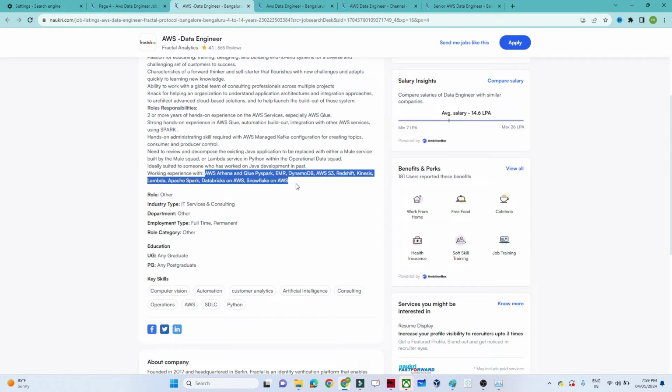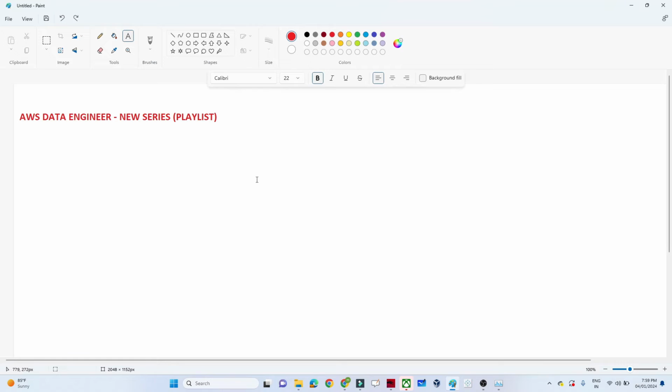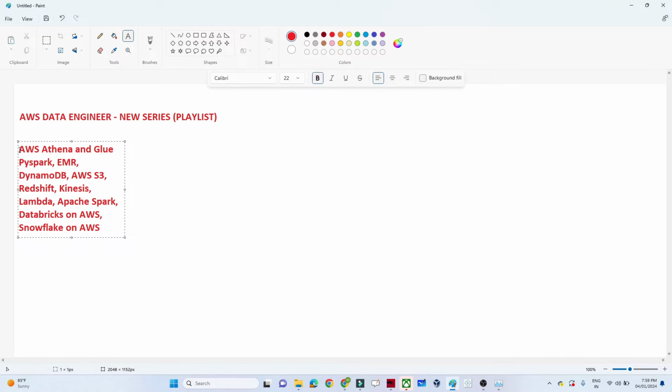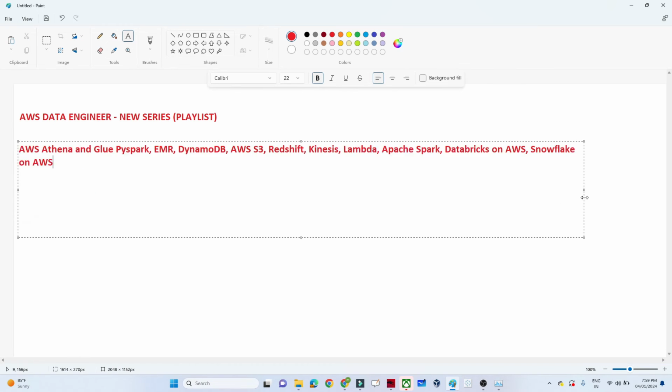We are going to focus more on these particular services. We are going to do multiple projects around these and cover each and everything by doing practicals. So if I show you AWS Athena, AWS Athena is nothing but a kind of query service. If you want to query on top of S3, on top of your data, we can generally use AWS Athena.